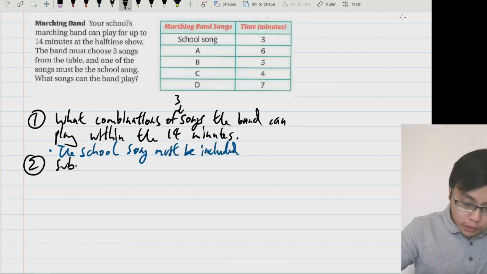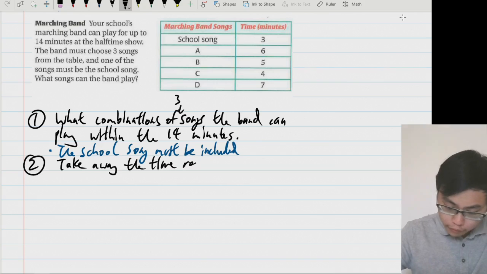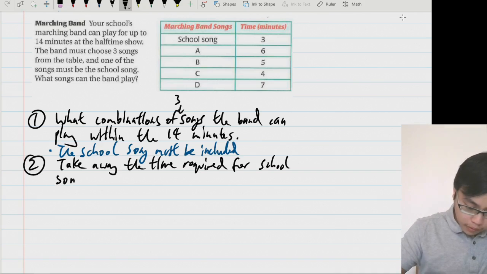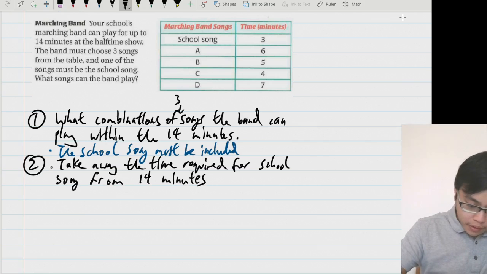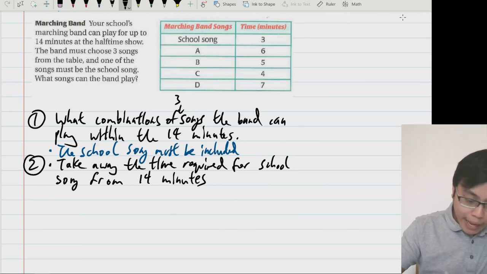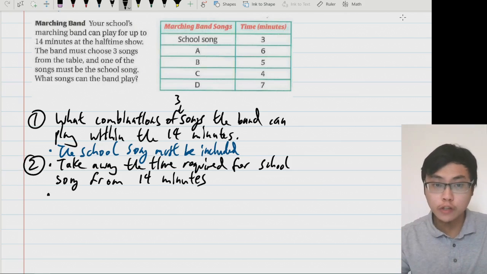So first we want to take away the time required for the school song from the 14 minutes. This is the first step of our plan. And then maybe we want to find all the combinations of other songs that can be played.